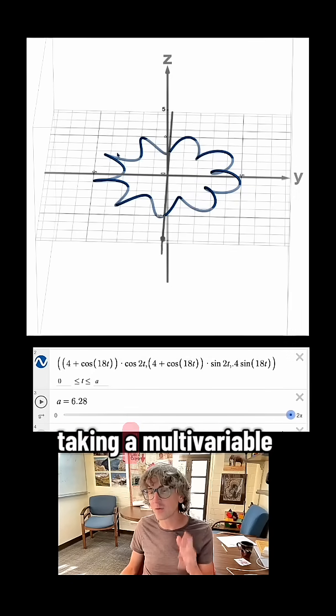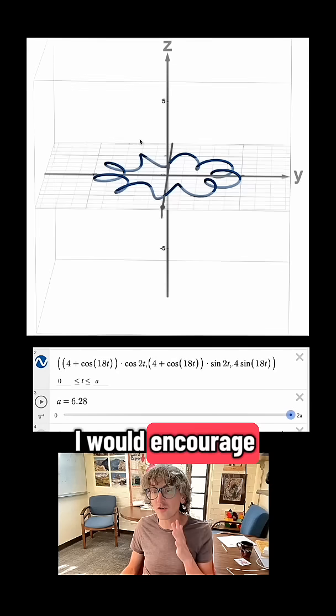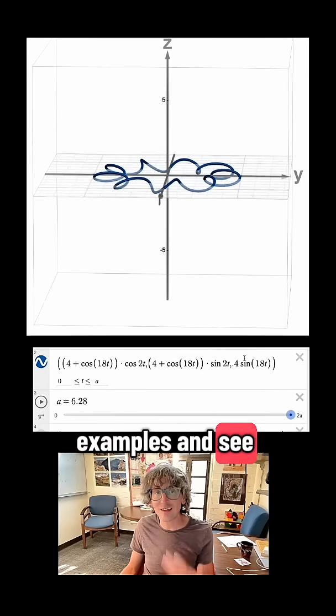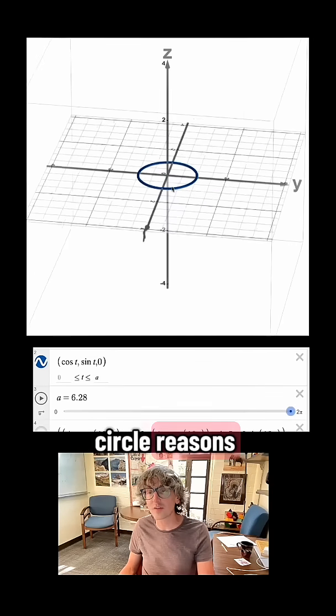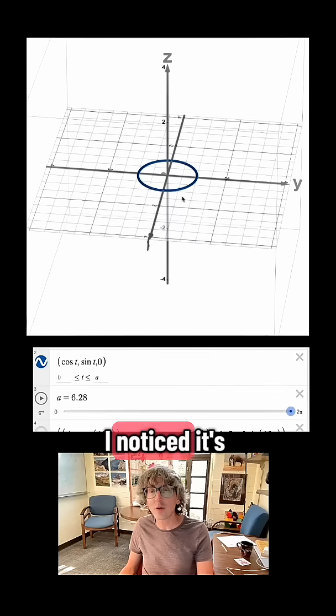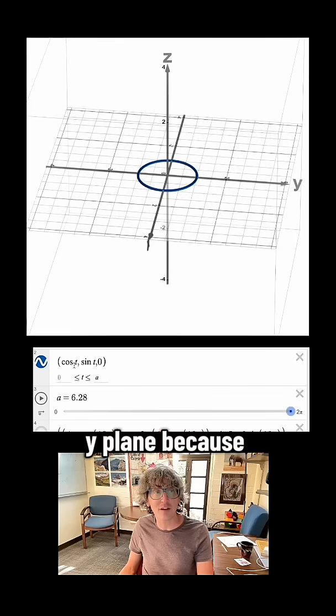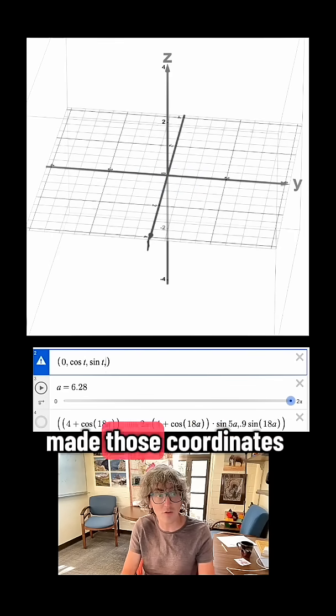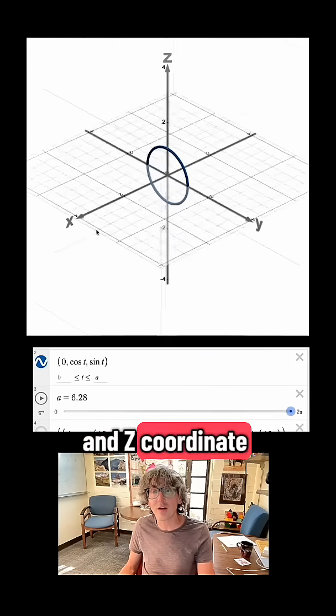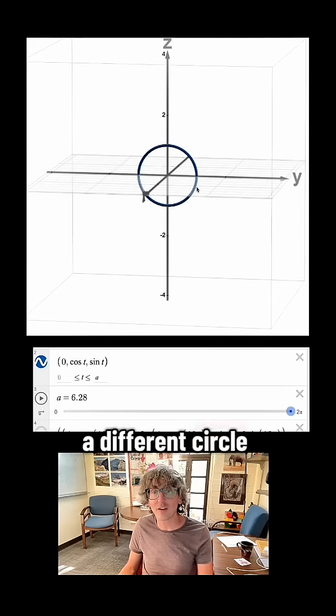And if you're taking a multivariable calculus class, I would encourage you to start with some simple examples and see what happens. If we start with cosine and sine, basically for unit circle reasons, this is going to give us a circle. Now notice it's in the xy plane because those are the two coordinates I chose. If I change that and made those coordinates the y and z coordinates, I would get a different circle in a different plane.